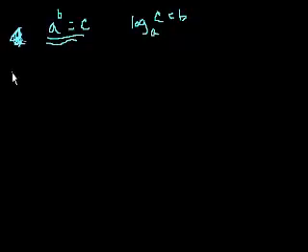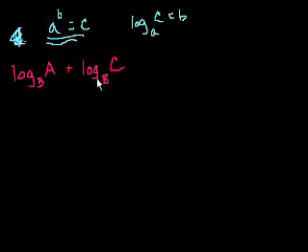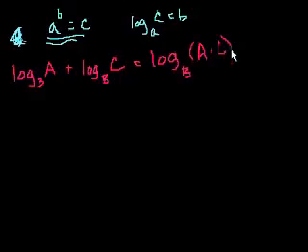So the first is that the logarithm, let's say of any base, so let's just call the base B for base. Logarithm base B of A plus logarithm base B of C, and this only works if we have the same base, so that's important to remember. That equals the logarithm base B of A times C.